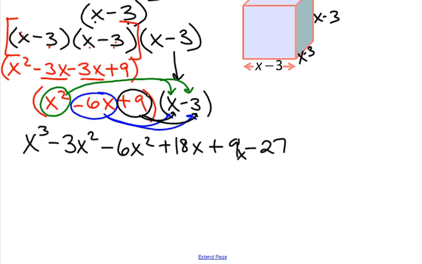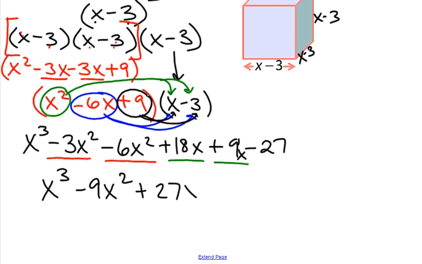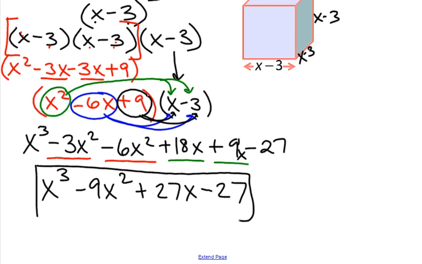Okay, so now we just look for our like terms. X cubed is the only x cubed. Negative 3x squared and negative 6x squared make negative 9x squared. And then 18x plus 9x makes plus 27x, and then minus 27. So this is my final answer, and that represents the volume of that cube.